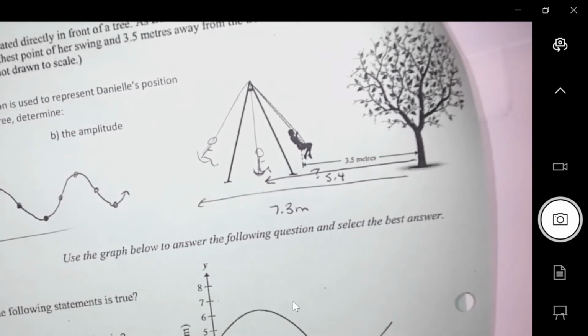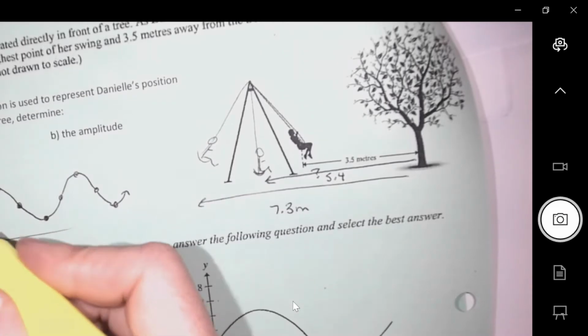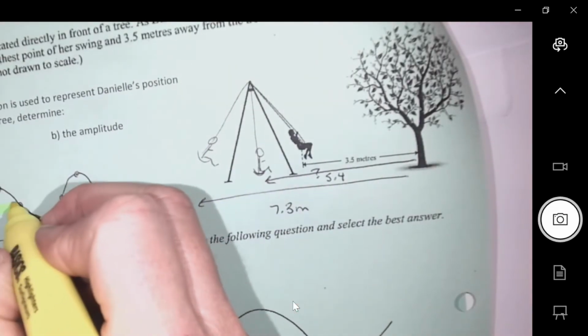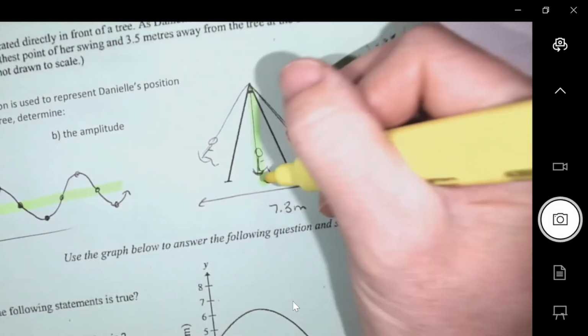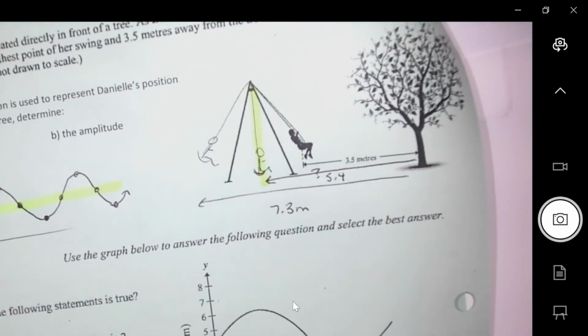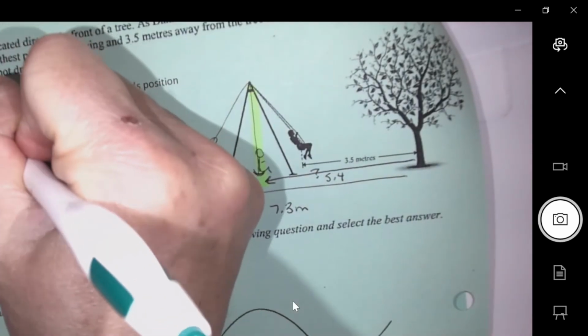What is the median? So what are we going to say here? What's the middle? What's the middle of this graph? This is the median. So your answer for median should be 5.4 meters.